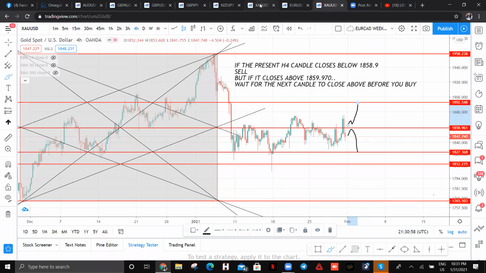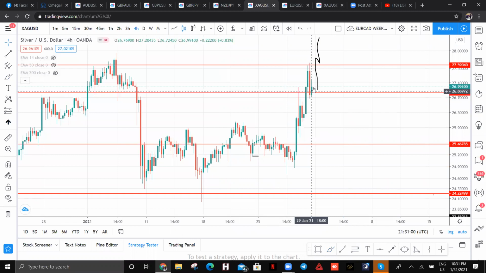Last week I didn't take any trade, but this week I'll make sure I take my gold as usual. My silver is still looking good for a buy. If this one closes above it, you can buy to the next one, which is this. It's still looking good to buy. That's if the present candle closes above. But if it closes below, you wait for the next candle, then you sell. But if this present candle closes above 26.828, buy it to 27.59. It's still going to go. I think I'll take silver. I'm going to take silver and gold with one other pair. That's what I'll do for today.